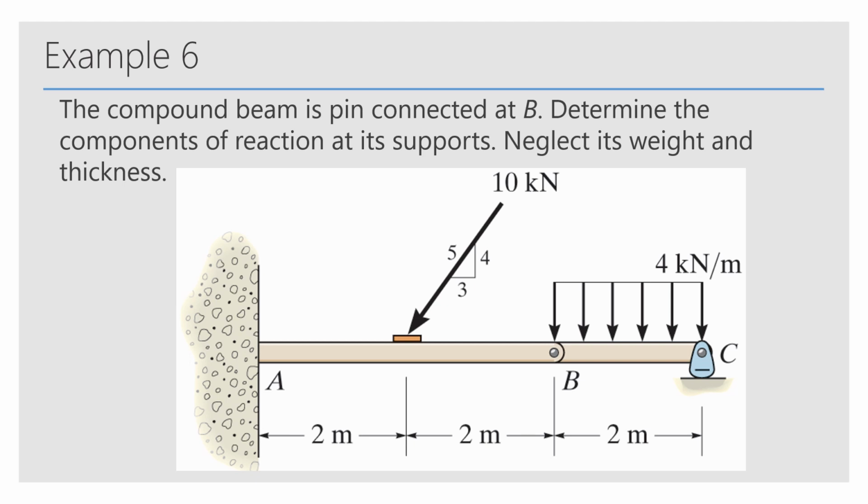Let's take a look at our last example. The problem asks us to look at this compound beam, which is connected by a pin at point B, to determine the components of reaction at its support, and to neglect its weight and thickness.